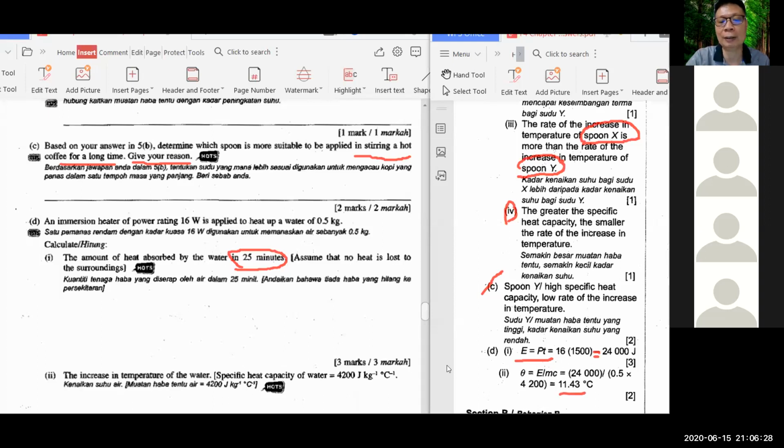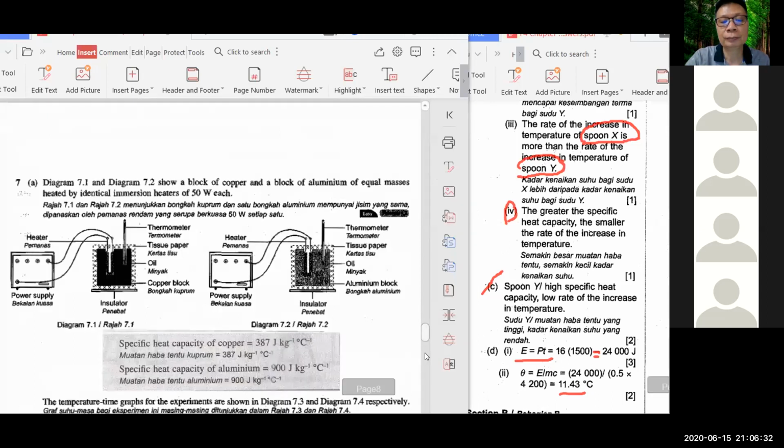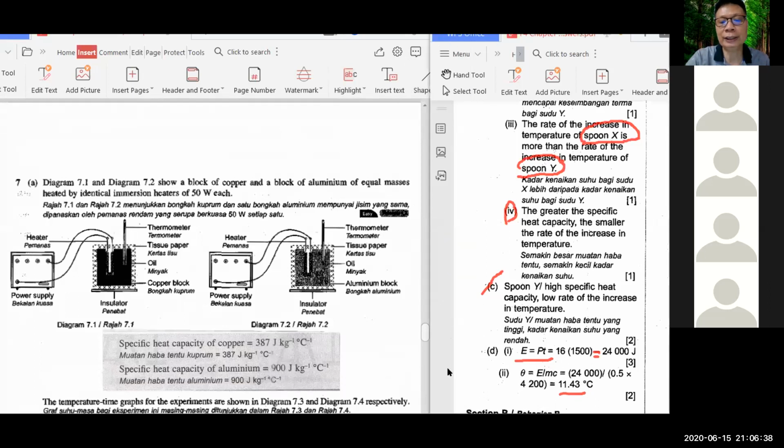Actually, it's PT equal to MC theta. PT answer 24,000. M the mass 0.5. C specific heat capacity 4,200. So you find the theta.